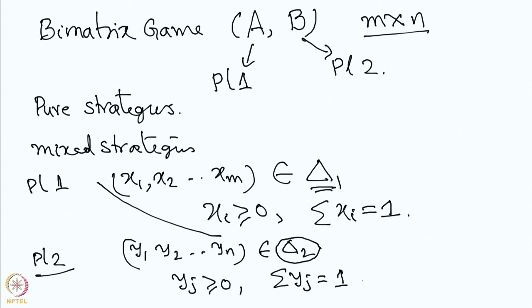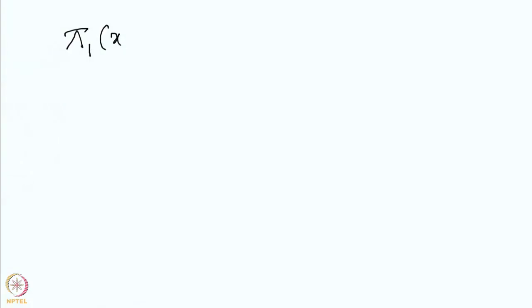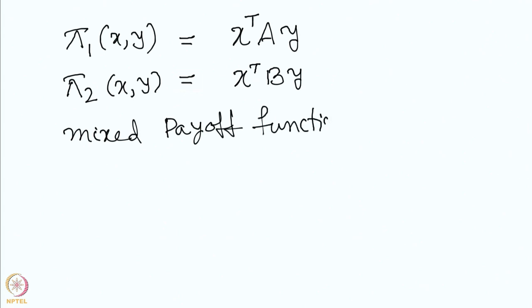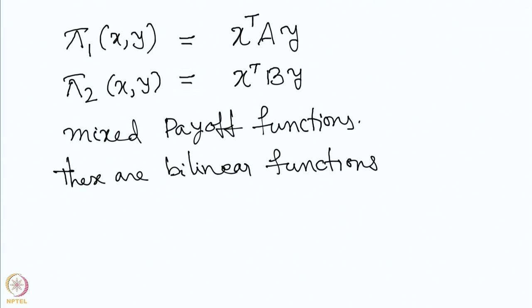Okay. So, once we have these pure and mixed strategies, the payoff extension is given by pi 1 of (x, y), which is nothing but x transpose A y, and pi 2 of (x, y) is nothing but x transpose B y. These are the mixed payoff functions. The most important thing is that these are bilinear functions, therefore, pi 1 is concave in the x variable certainly, and similarly pi 2 is concave in the y variable.